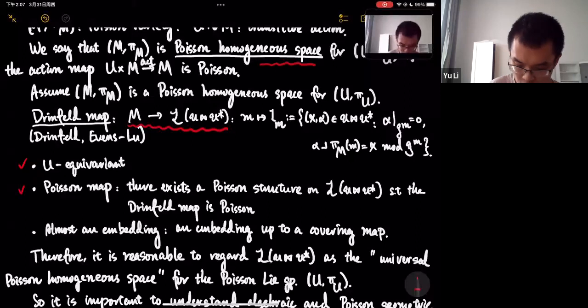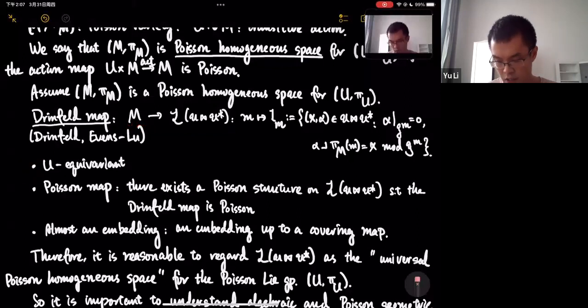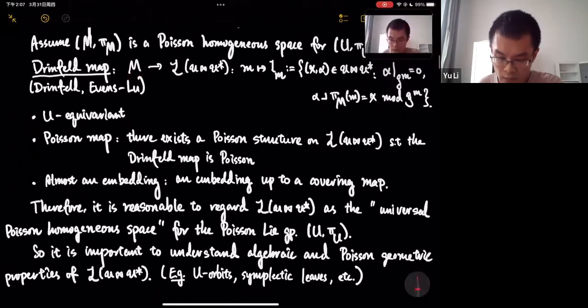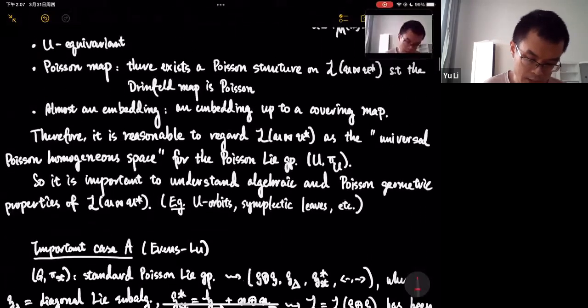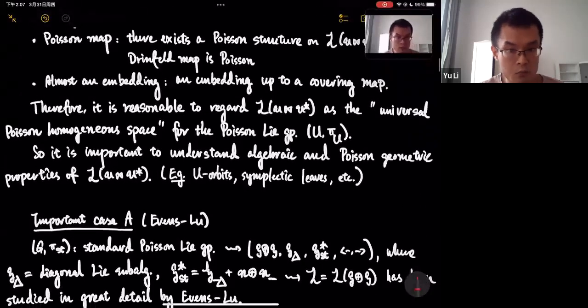So philosophically, one should think of the variety of Lagrangian subalgebras as the universal Poisson homogeneous space for the Poisson Lie group (U, π_U). Therefore, it is natural and desirable to understand, for example, the Poisson geometric and the algebraic geometric properties of the variety of Lagrangian subalgebras.